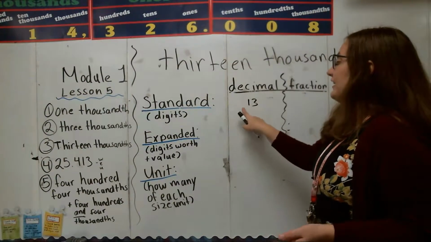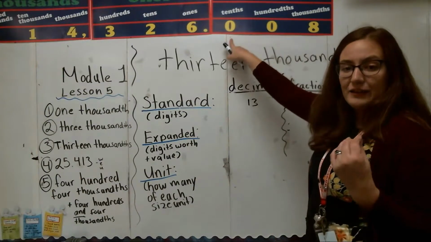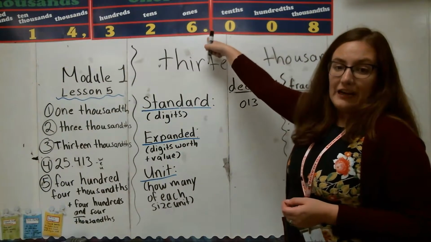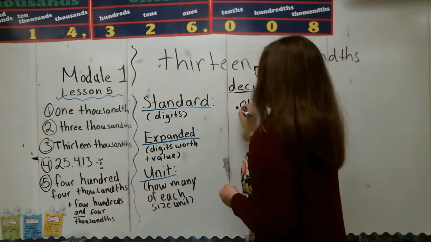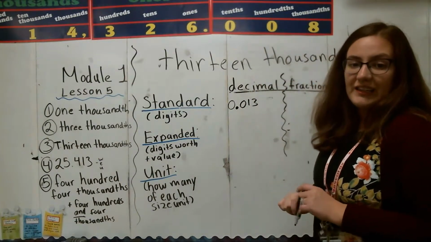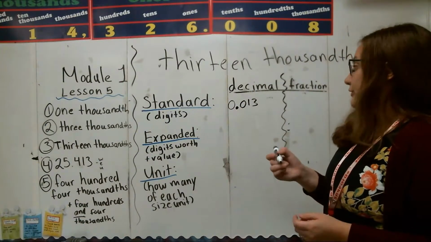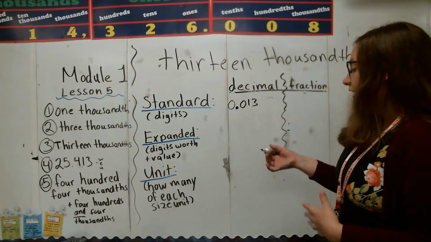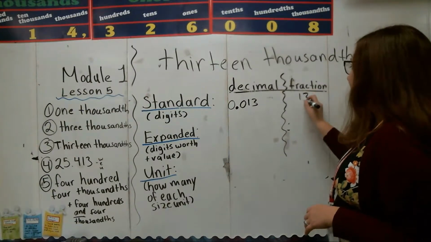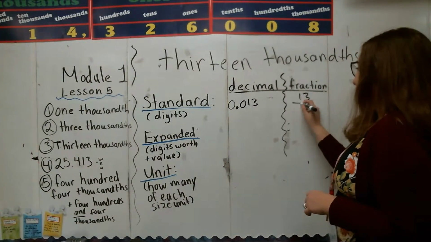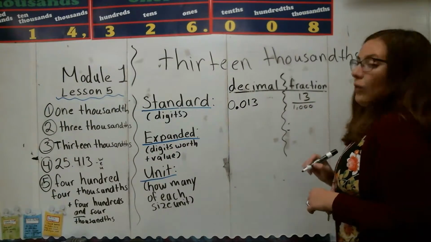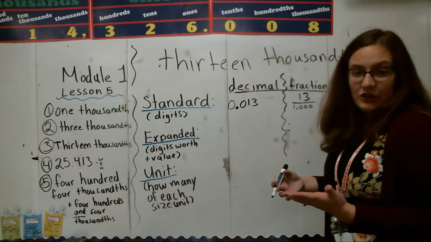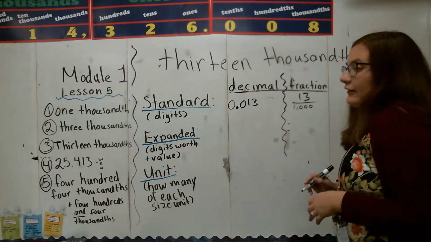Since I don't have any other digits, but I still have this tenths place, I'm going to put a 0 here, and then I can't forget about my decimal point. So I put my decimal point, and this is what 13 thousandths looks like as a decimal. Now, I think in this situation, writing fractions is actually easier, because all I have to do to write this as a fraction is write it as 13 over 1,000. So 13 thousandths. And that's all I have to do to write this number as a fraction.